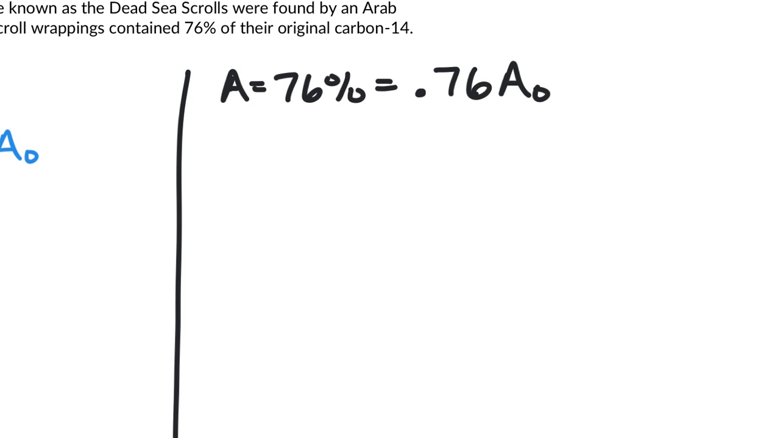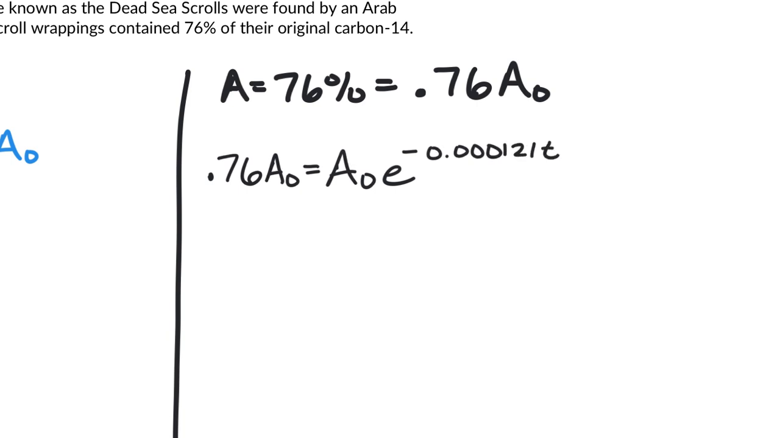So if we're solving for t here, we would have 0.76 a sub 0, that's our amount, equal to a sub 0 times e to the negative 0.000121 times t. I still have my initial amount plugged in because it's being referenced on both sides of the equal sign, and then I'm using that k value we found in part A. The only variable I have left here is t, so we're solving for t.